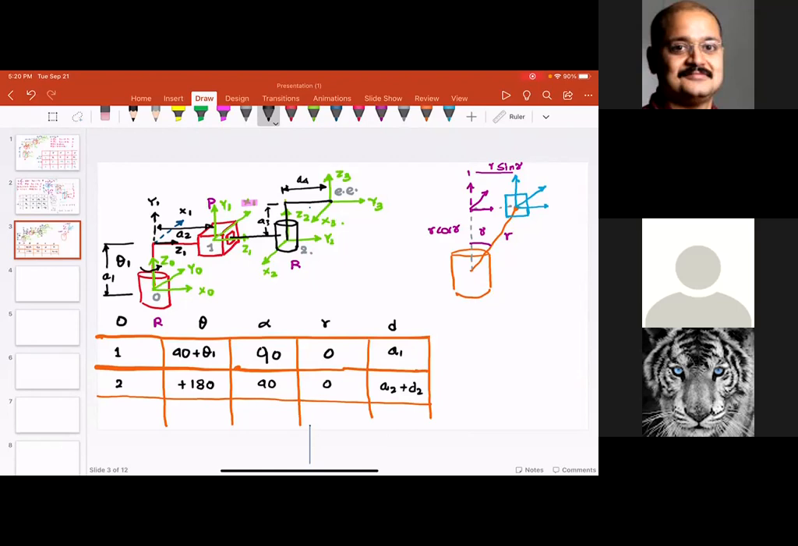Let's look at the rule. Xn, which is X0, the rotation about X1, so that Zn minus 1, Z0, gets aligned with Z1. So rotation about X1 so that Z0 gets aligned with Z1.